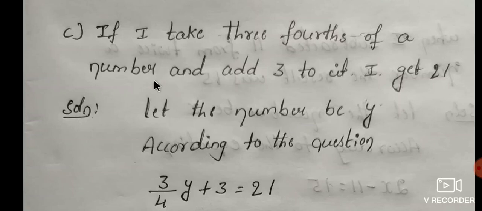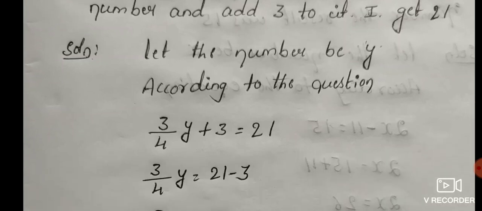They didn't give a number, but they gave 3/4 of a number. So let the number be y. Here I will take y, but it's your choice. And then add 3 to it.